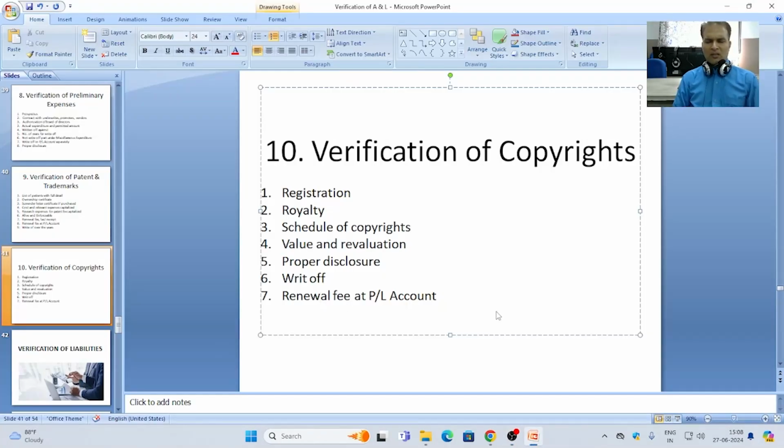There are various other types of assets for which we can discuss the verification process, but we can conclude that every type of asset should be verified with the techniques of inspection, observation, and confirmation with the help of inquiry about its existence, its position, its ownership and title, charge or lien, proper recording in books of accounts, or in terms of valuation.